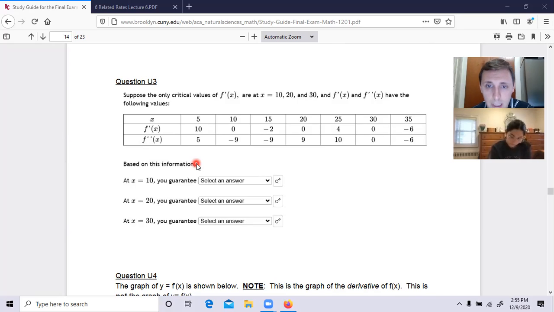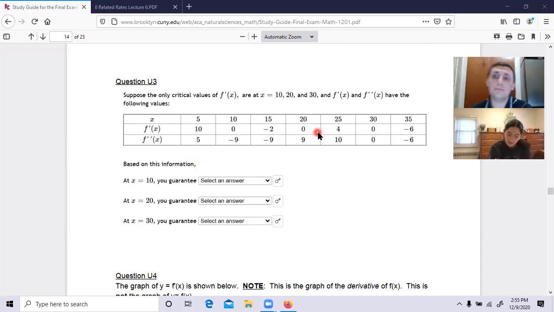At 20 it is a local minimum because the second derivative is positive. Yes? Mhm. Yeah, I need to try to explain it to those students. I haven't gone over this information, and I have a feeling none of them bothered.